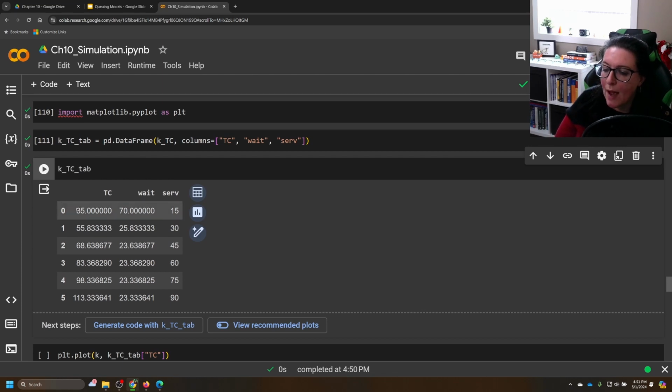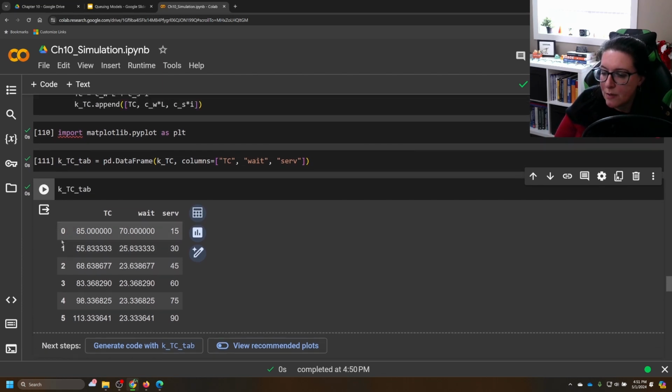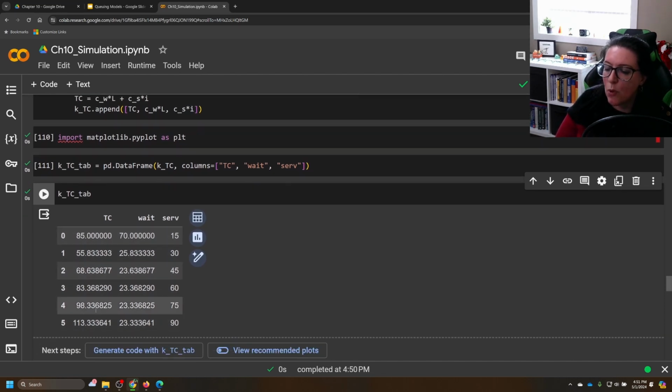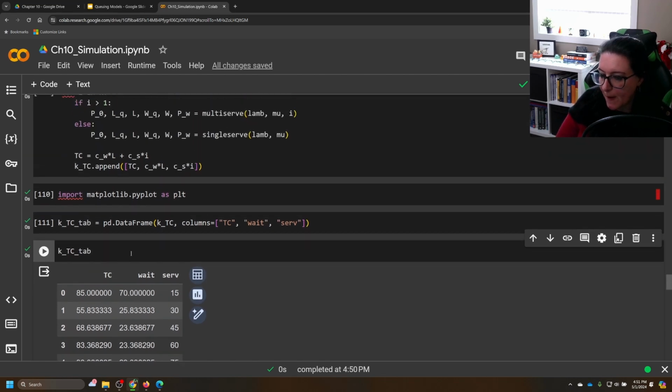So if we have, oh, that's our index. So we can see the different total cost here, the cost of waiting plus the cost of serving. So you can see initially that we have more of a waiting cost than a serving cost. And then as we get to more servers, there's more of a server cost than a waiting cost. Okay.